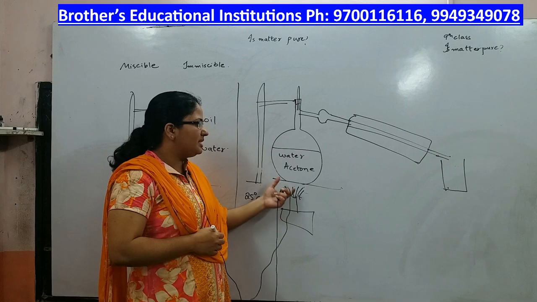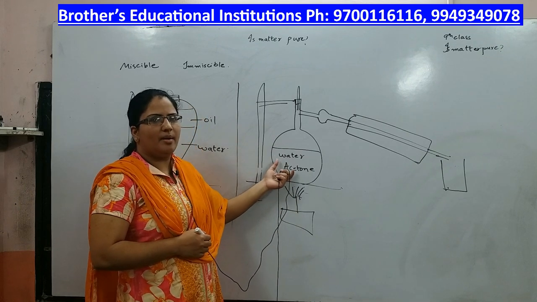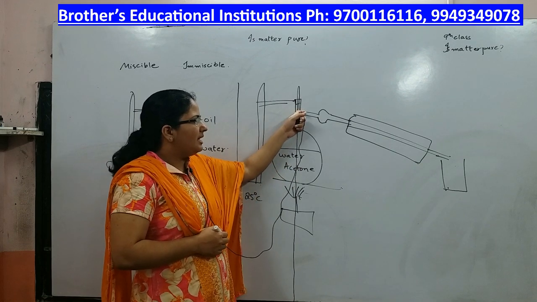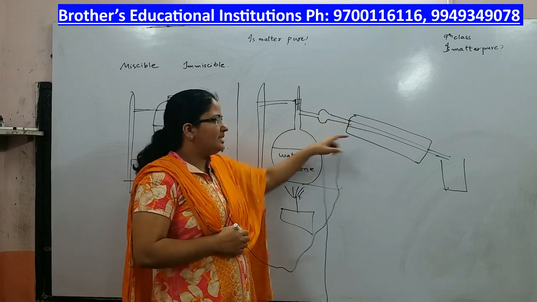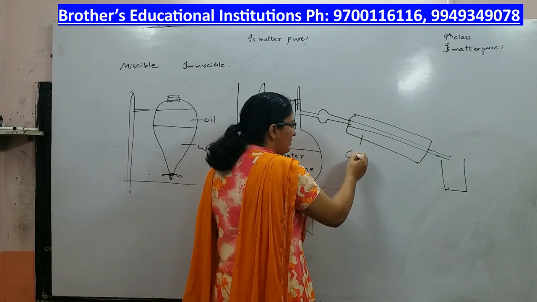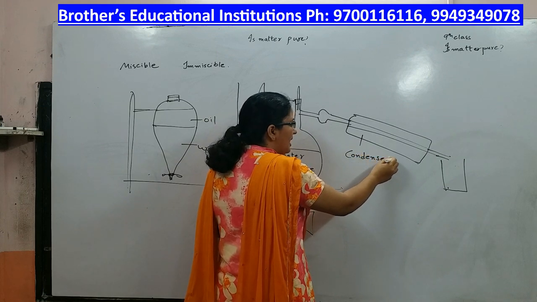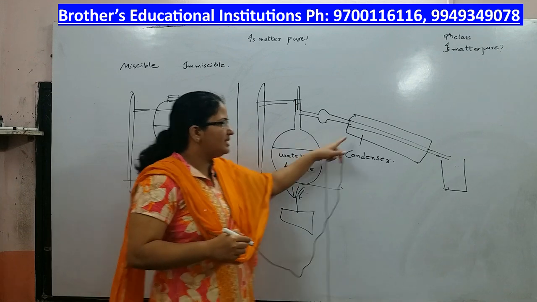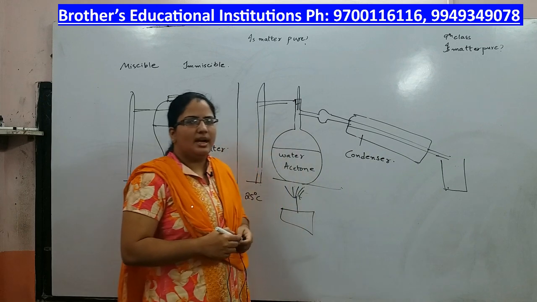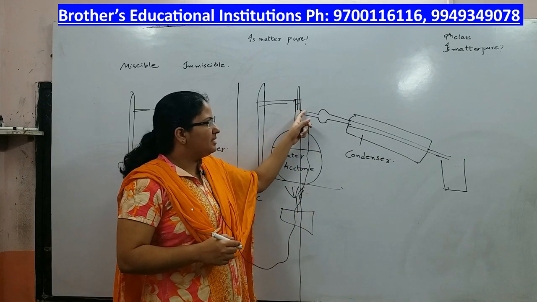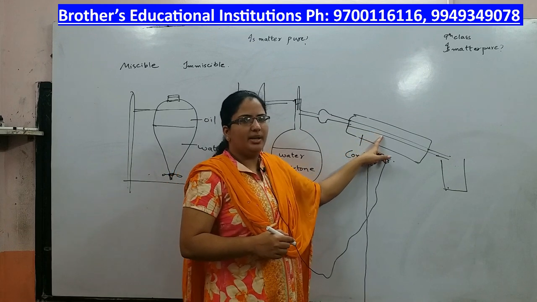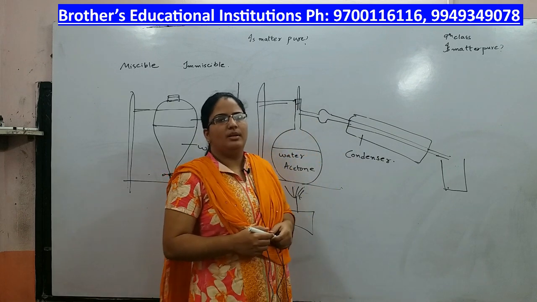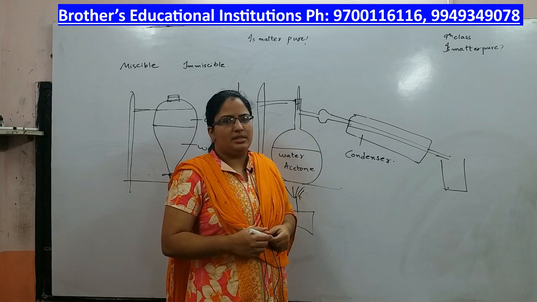When you provide heat, acetone has a lower boiling point compared to water. So first the vapors of acetone come out and are passed into this tube. This is a condenser. The condenser converts the gas into liquid because cool water is sent through the sides of the condenser. So as the acetone vaporizes and comes over here, it becomes liquid, and that liquid is collected in a beaker. This is how we separate two miscible liquids.